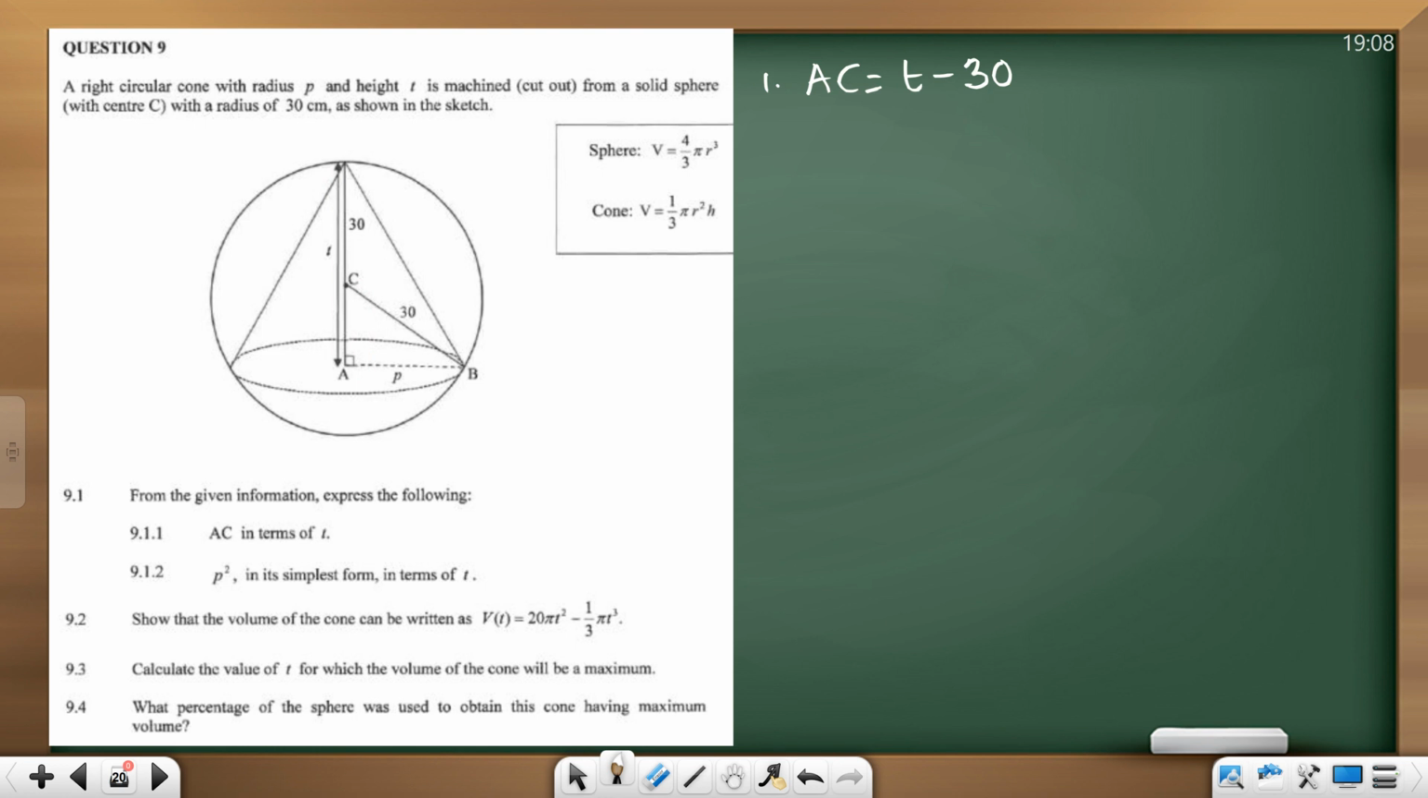Next, P squared in terms of T. Come, let's do that. Let's write. Don't do it in your head. They are too smart for us, but don't do it in your head. Guys, that's the theorem of Pythagoras. Come on, let's not waste time.